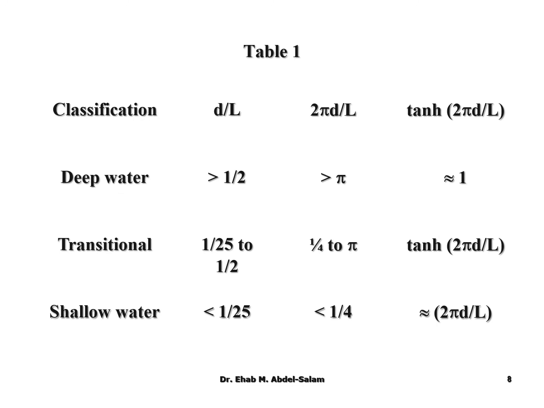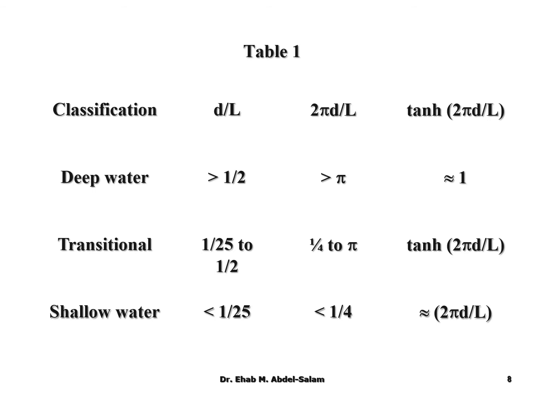Table 1 gives classifications of deep water, transitional, or shallow water. In another column is d over L, and in the third and fourth columns, 2π d over L and tanh 2π d over L. For deep water, the particle of the wave moves in a circle. For this reason, d over L is bigger than half, 1 over 2, 0.5, and 2π d over L is bigger than π. Tanh 2π d over L is approximately equal to 1. For transitional and shallow water, the particle moves in an ellipse shape, not a circle.